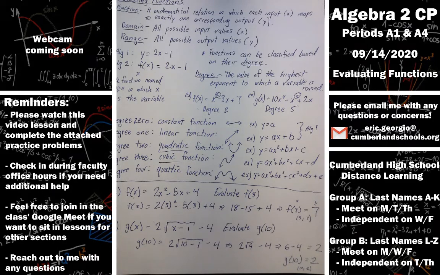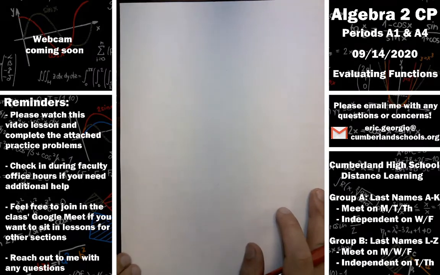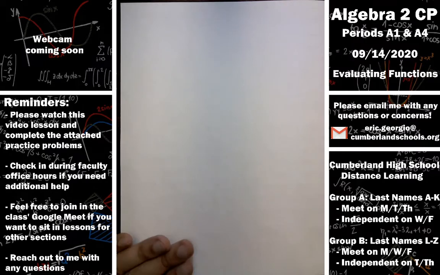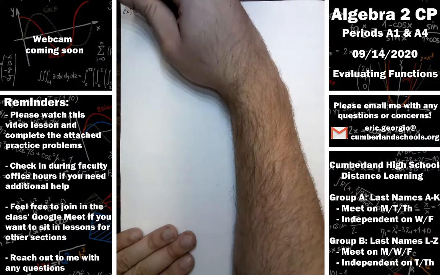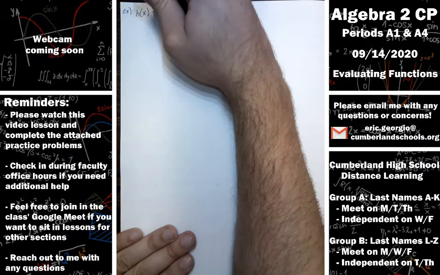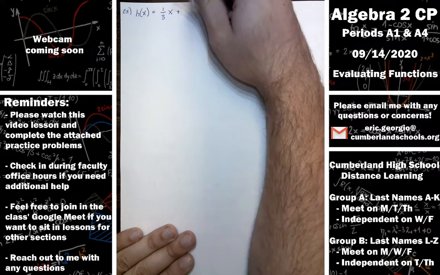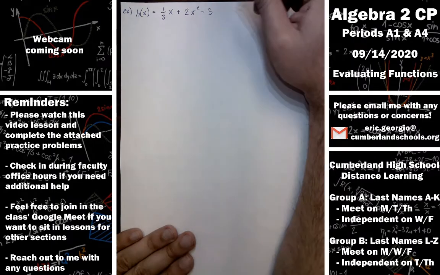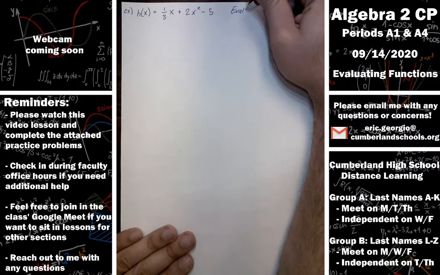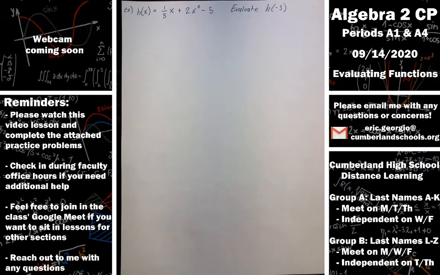Alrighty. Any other question on that? Hopefully we're good. Give you a minute to pause. Let's do a couple more and then you'll be good for the day. So, something like this. Let me do one with a couple fractions in it. h of x equals, don't freak out, 1/3 times x plus 2x squared minus 5. And I'm going to ask you to evaluate h of negative 3. Okay?